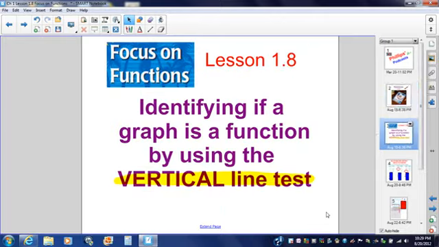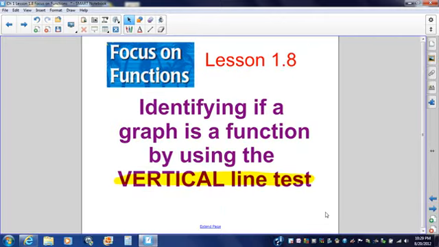We will be working on lesson 1.8. We will continue focusing on functions. And the key for today, we're going to talk about the vertical line test. Identifying if a graph is a function by using the vertical line test.